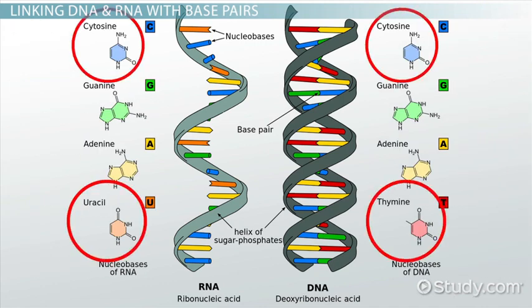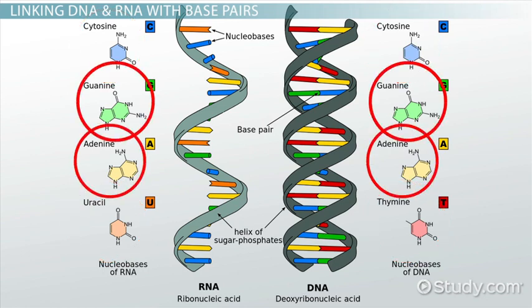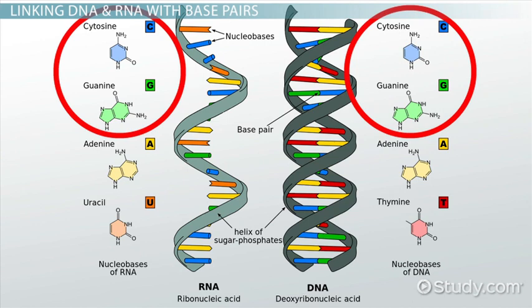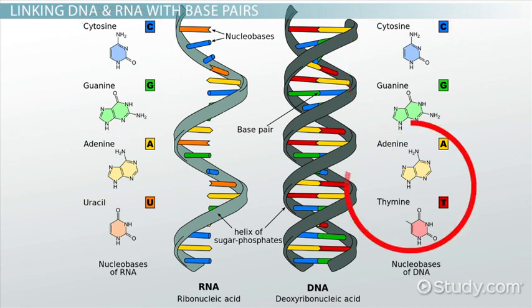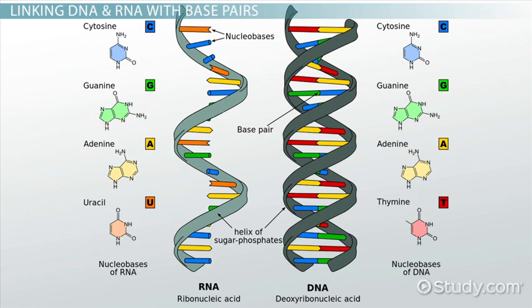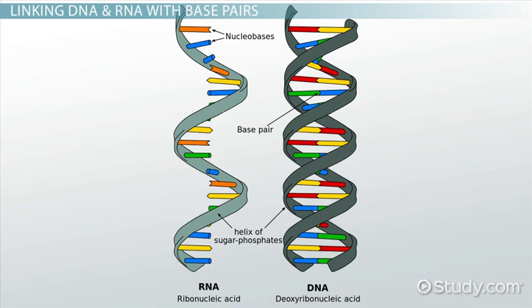Pyrimidine bases with their single rings always pair with the double-ringed purine bases. In DNA, the pyrimidine cytosine always pairs with the purine guanine, while the pyrimidine thymine always pairs with the purine adenine. RNA does not contain thymine, though, so in RNA, adenine pairs with uracil. The nucleotides pair up to form DNA and RNA, and the order in which they pair up determines what an organism looks like and how it acts.